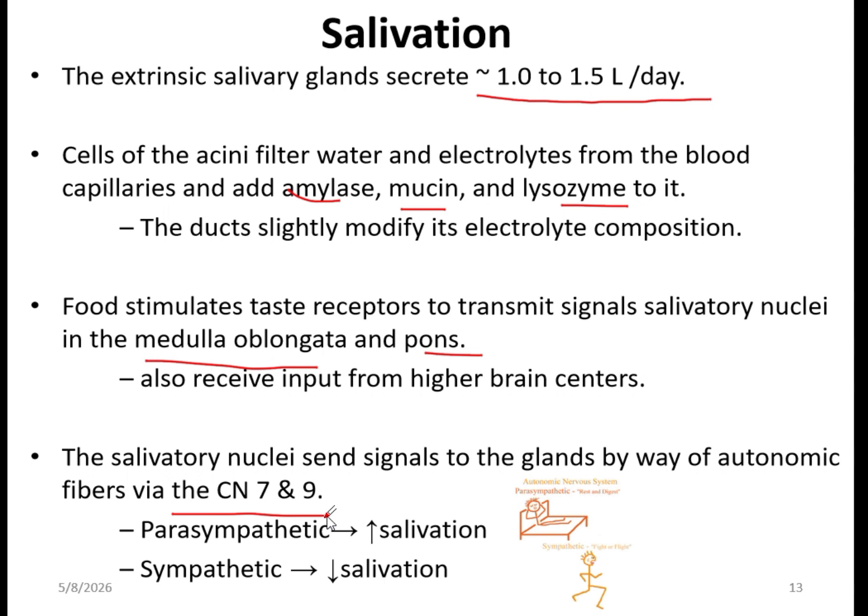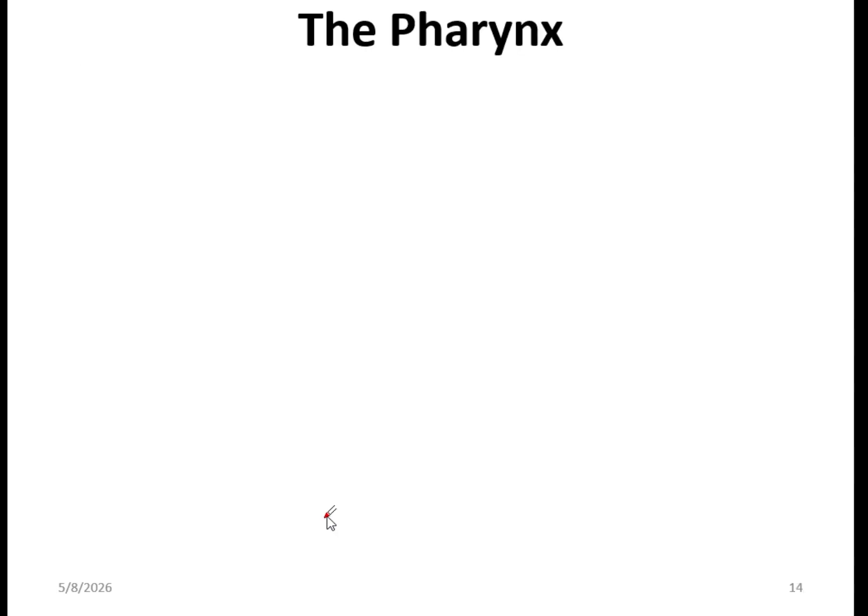So whenever you rest or are sleeping, this is the parasympathetic condition. That means increased salivation. But whenever you are running, like in a race, your saliva decreases, and whenever it decreases, it activates the sympathetic condition.